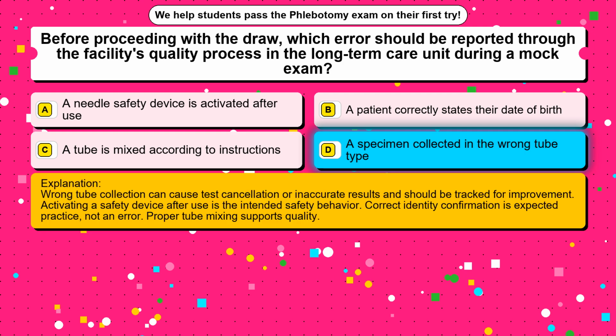Wrong tube collection can cause test cancellation or inaccurate results and should be tracked for improvement. Activating a safety device after use is the intended safety behavior. Correct identity confirmation is expected practice, not an error. Proper tube mixing supports quality.